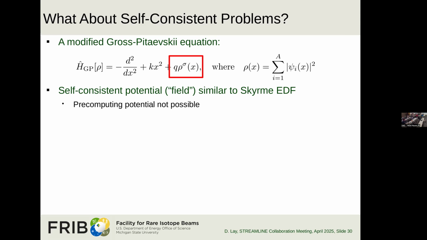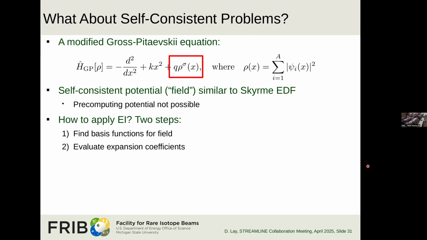So some of the things that, like, Patrick was showing earlier have reduced utility. In particular, you can't pre-compute this potential in whatever basis you want because you're going to be varying the exponential power as you go. We would like to solve this again by using this empirical interpolation that I just showed. And there are essentially two steps. The first is you have to find those basis functions to expand this field, and then you have to evaluate the expansion coefficients.